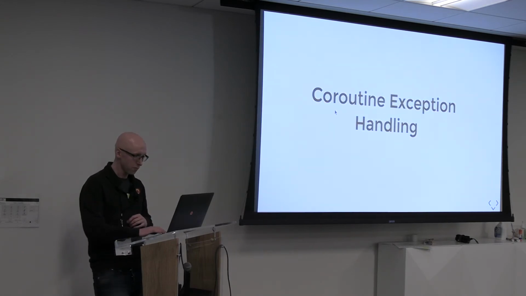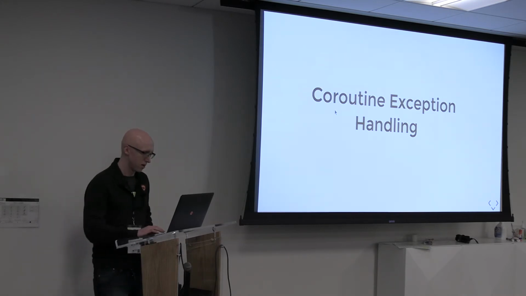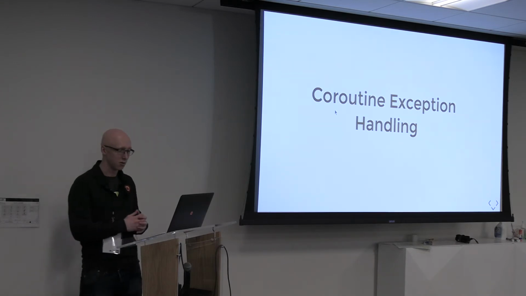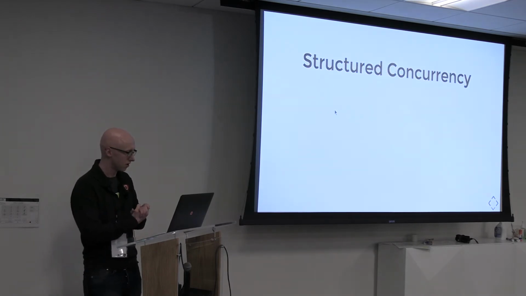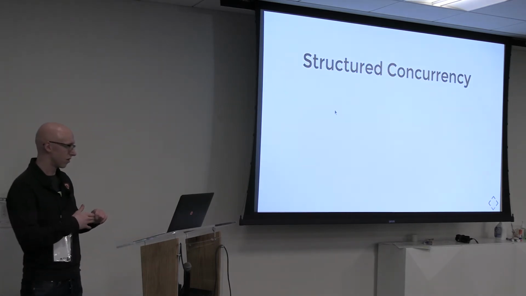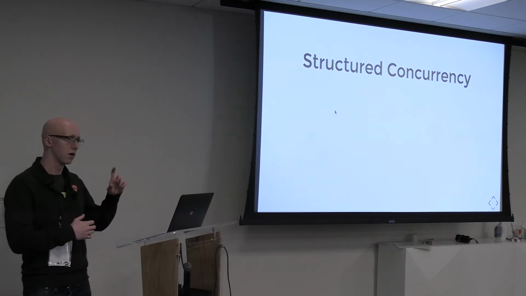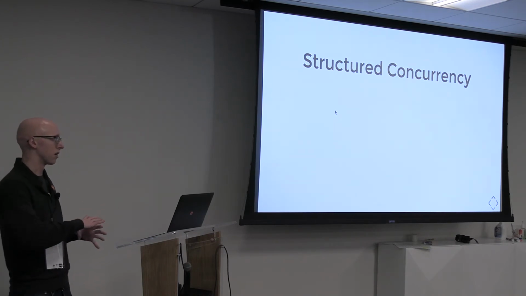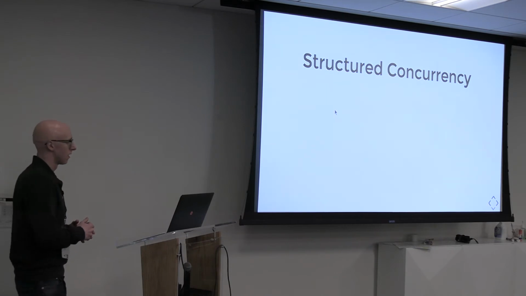Understanding how exceptions are handled is very important, because I found some of this a bit counterintuitive. It took some time to figure out, so hopefully some of this will be useful. Structured concurrency is a concept introduced in Kotlin 1.3, where a coroutine has a parent-child relationship. You launch a coroutine, it can launch whatever children you want, and when you cancel the parent, it cancels all of its children.